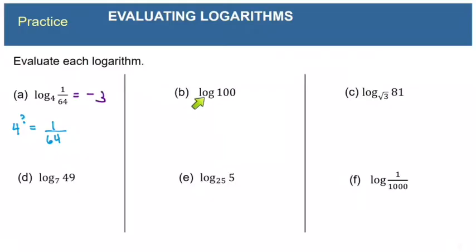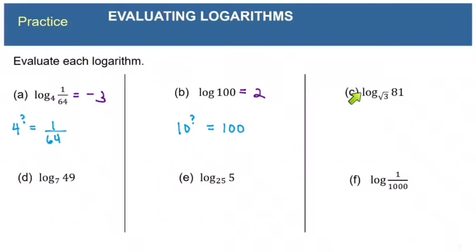And then this one does not have a base, it just says log of 100. Well, we know that whenever a log is written without a base, it's log base 10. So we can write 10 to what power equals 100? Well, we know the power of 10 that makes 100 is the second power. So the log of 100 is 2. And again, remember that the log button on your calculator is base 10. So if you were to punch in log of 100, it should give you a 2.